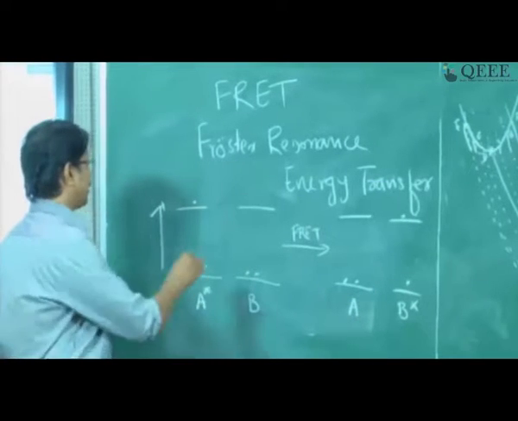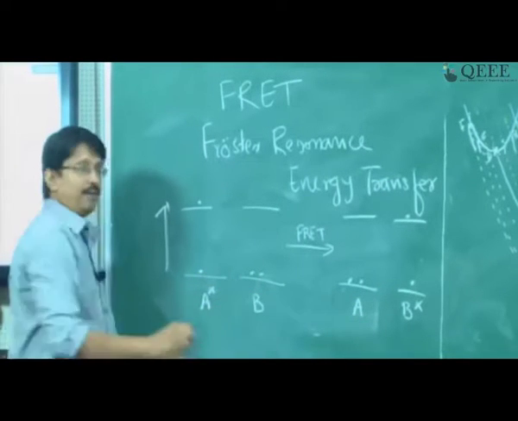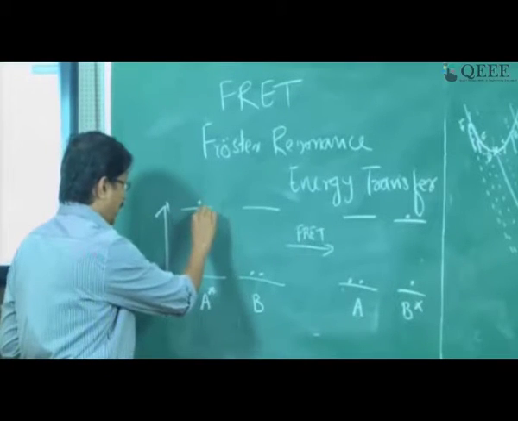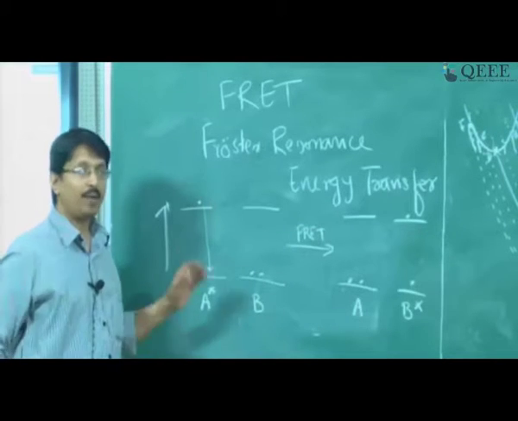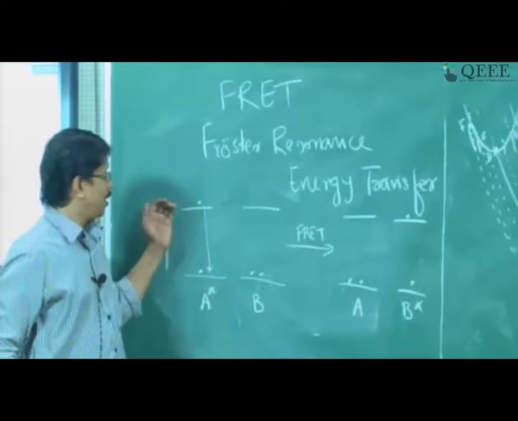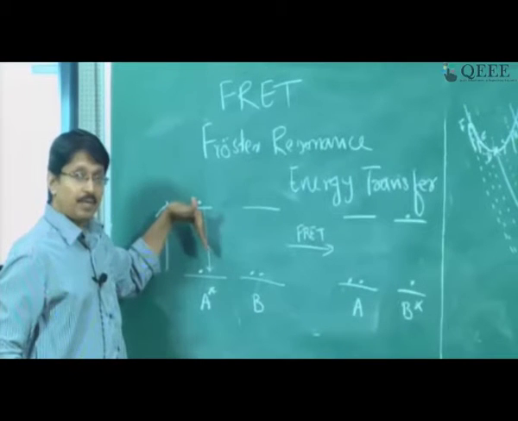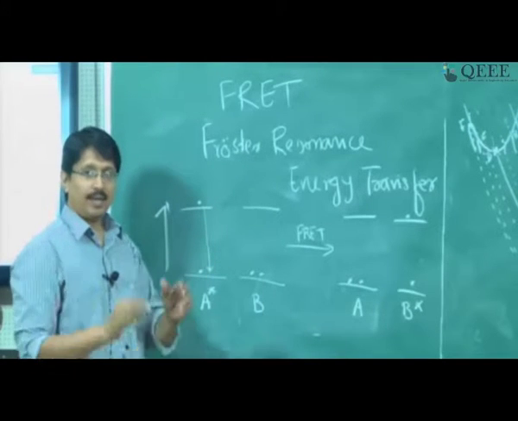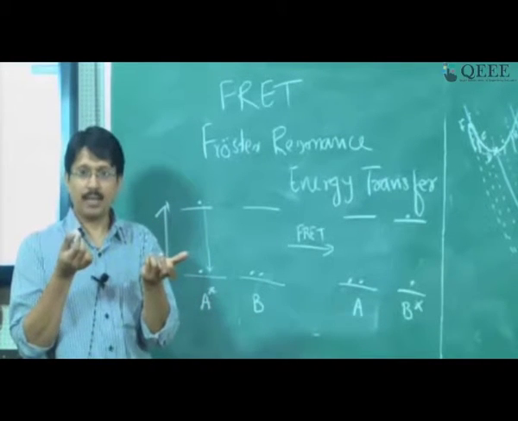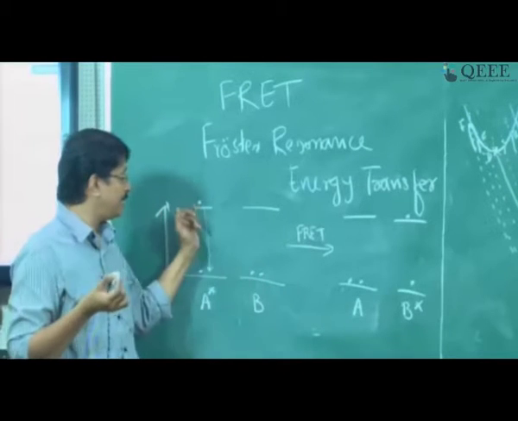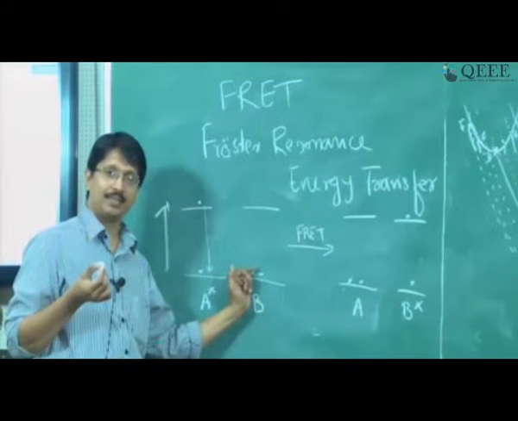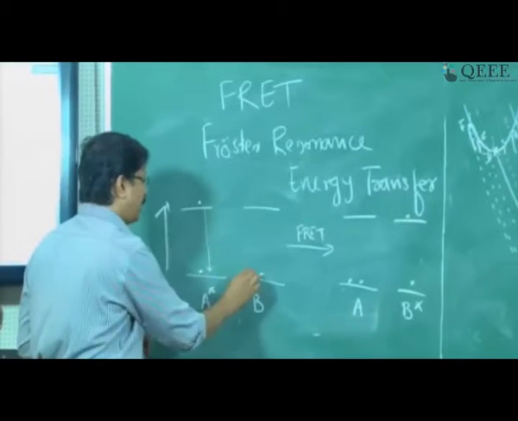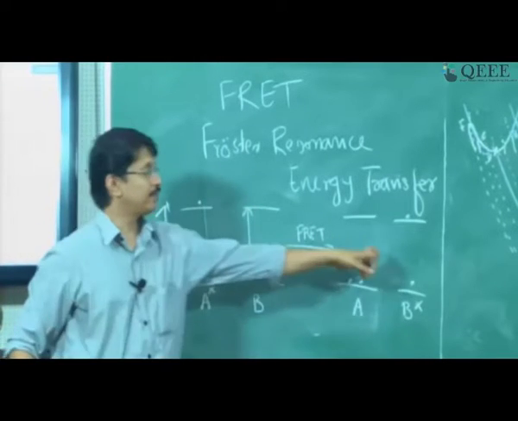How does it happen? When A star and B come close, these electrons will try to come down. In the normal case it is called fluorescence. But while it comes down, the dipole of this electron can interact with the dipole of this electron. It's like magnets. An electron is a tiny magnet. The dipole of this magnet can interact with the dipole of this magnet and then displace it while it comes down. So it will jump down here, as a result it goes up here. So this situation will happen.